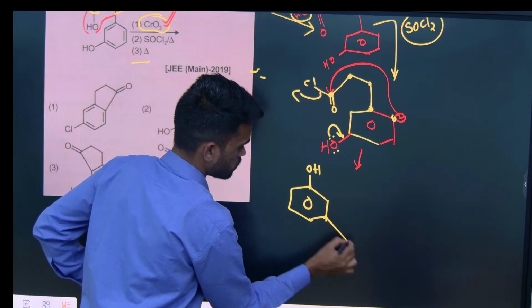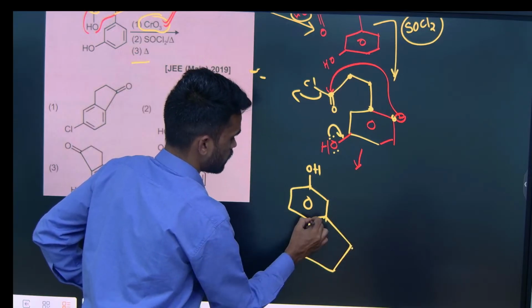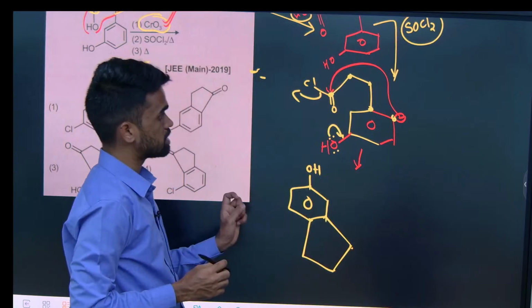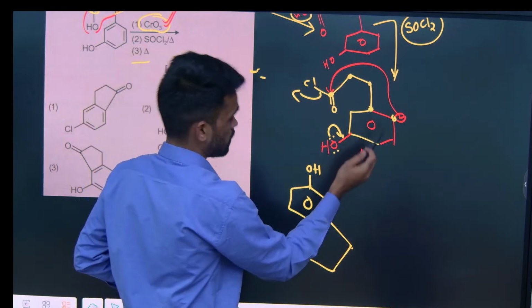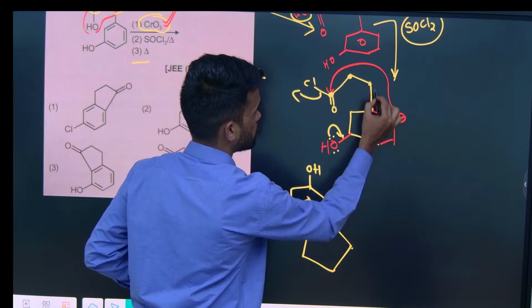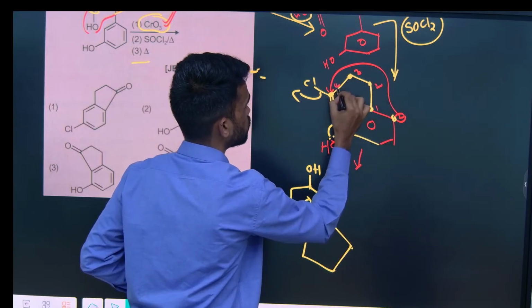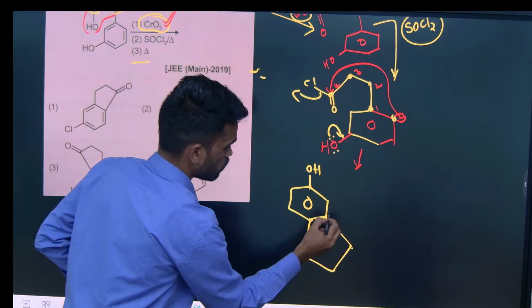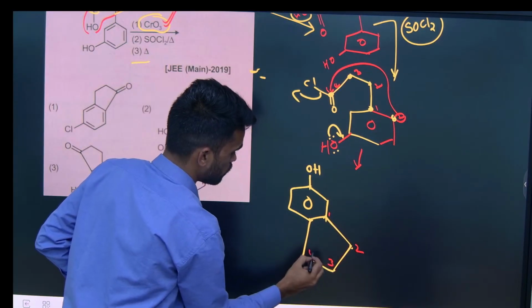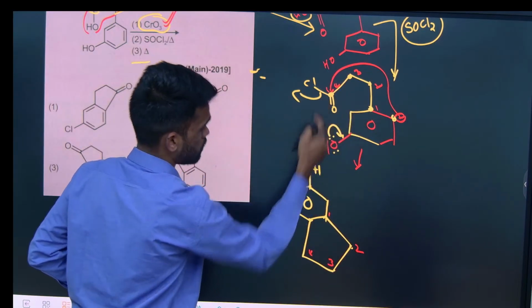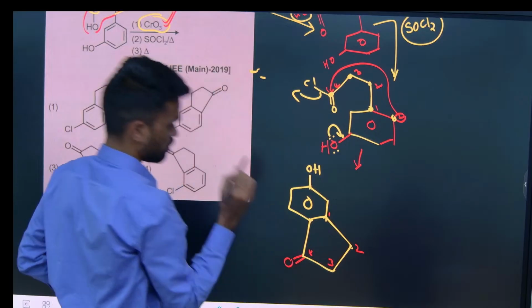See 1, 2, 3, 4, 5. Just check, is this the ring formed? Yes. So now if you want, you can number it like this: 1, 2, 3, 4, and this is 5. On the fourth carbon we have a... So where do we have such an option? Check, where do we have?